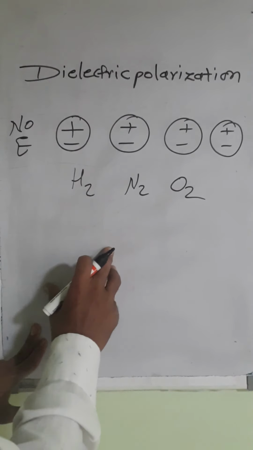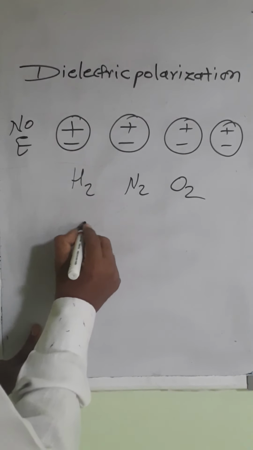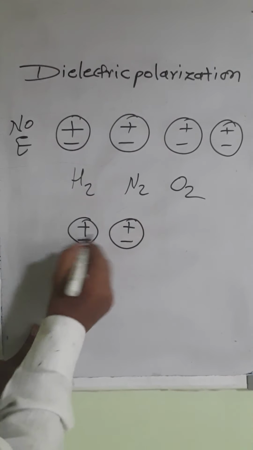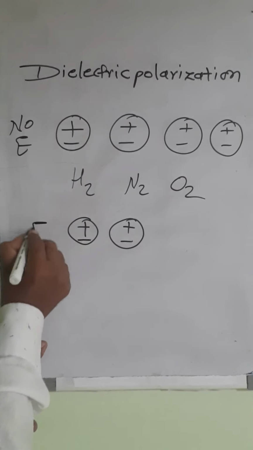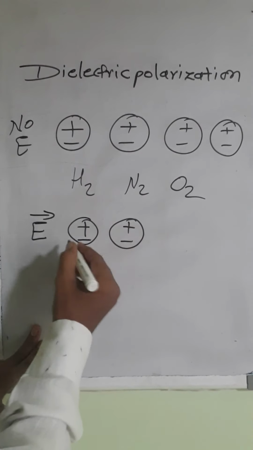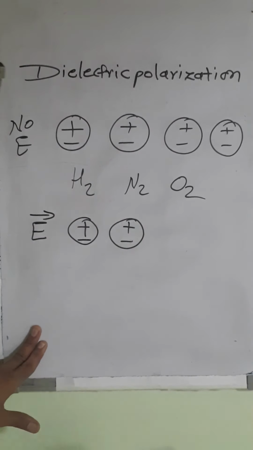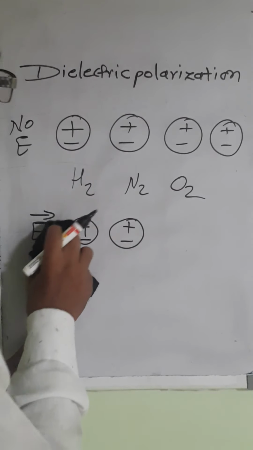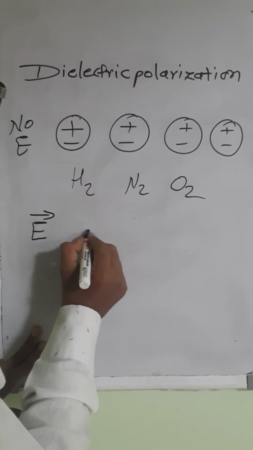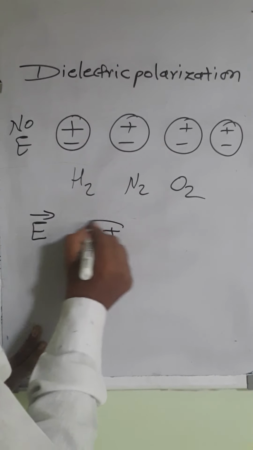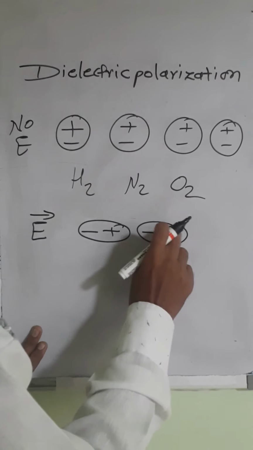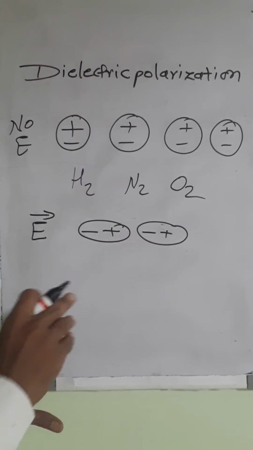Now consider another molecule, that is an HCl molecule. So suppose this is the molecule of HCl. Then if an electric field is applied to it, its behavior changes. And what happens to its behavior? Charges are displaced from one position to another position, for example like this: negative, positive, then negative, positive. So it happens in the presence of the electric field.